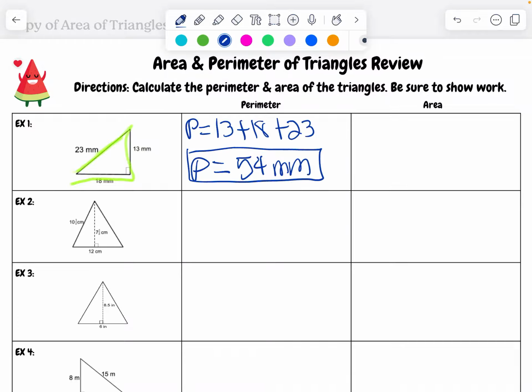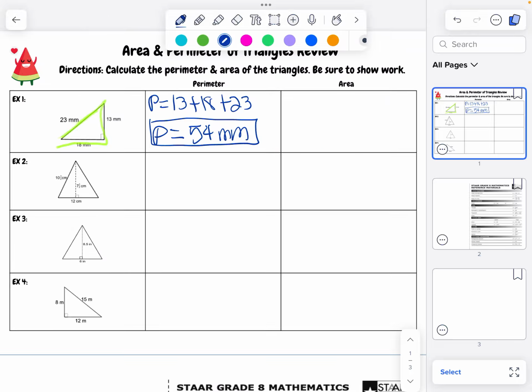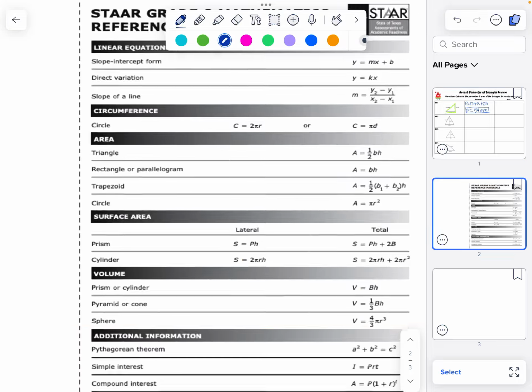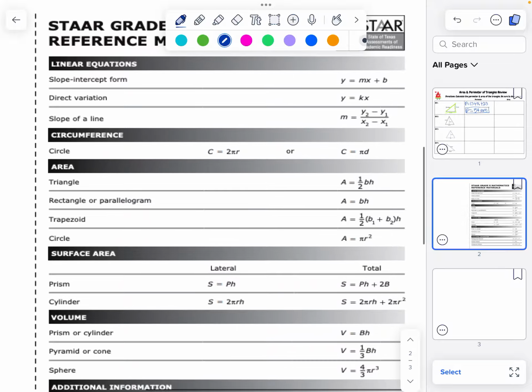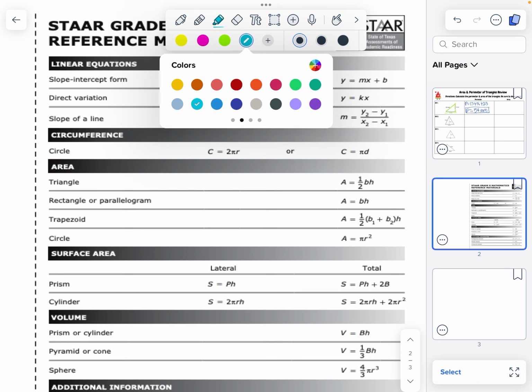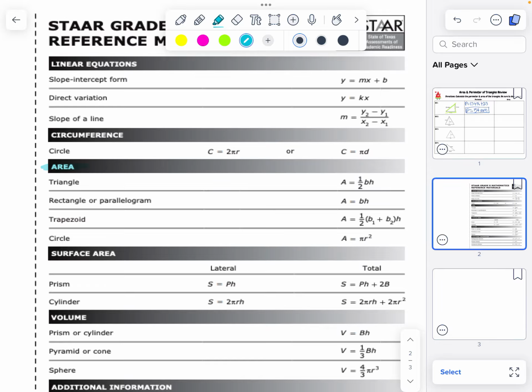All right, to find the area, I'm going to go to the formula. And one thing I want you to do is to go to your formula sheet that I gave you, or that Miss A gave you, and I want you to find where it says area. So this part right here, oops, where it says area, I would like for you to write the letter B huge.